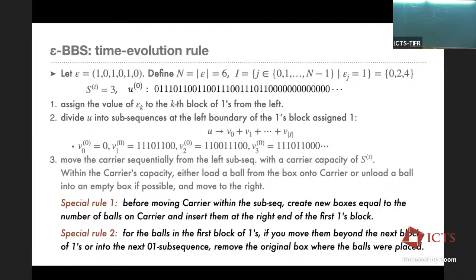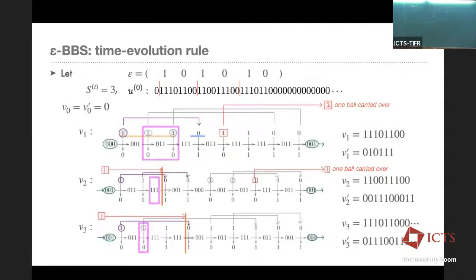Let's slightly complicate it. Just to explain orally, here we have divided into subsequences: this one, this one, this one. Then 0, 0, 0 is the number of balls that appear on the carrier. Also S of T is the carrier capacity, which I also introduce. Sorry, it's very complicated.